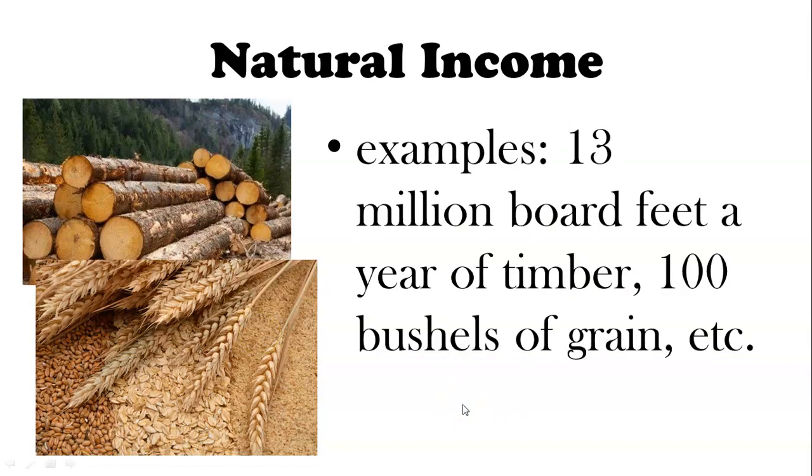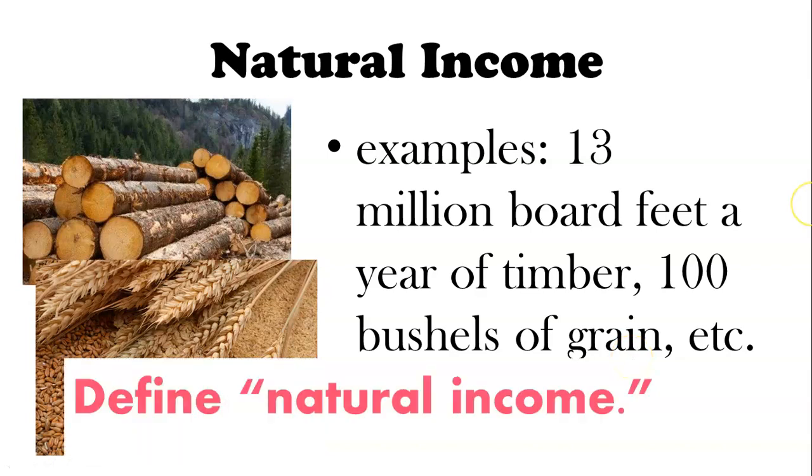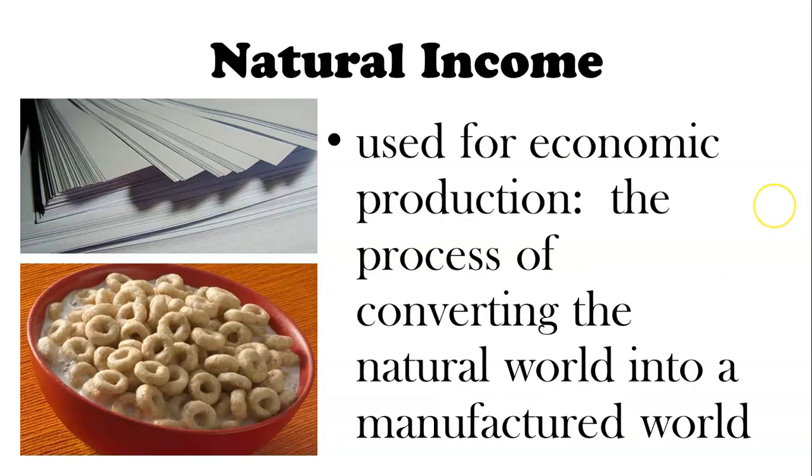Some examples here, we can actually measure how much wood is produced from a forest and how much grain is produced from a certain amount of soil or land. We want to make sure that we can define natural income and provide some examples. That natural income can be used for economic production, which is the process of converting the natural world into a manufactured world. For example, over here we have some paper. This could be made from the wood pulp. Down here we've got some Cheerios. These could be made from the grain.